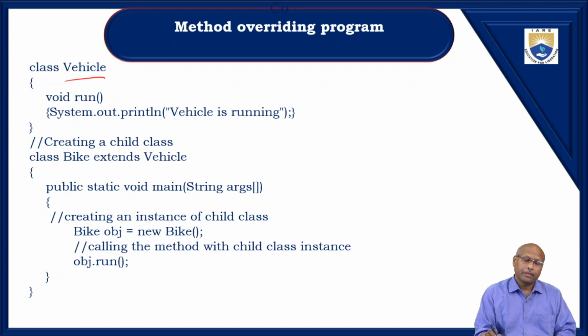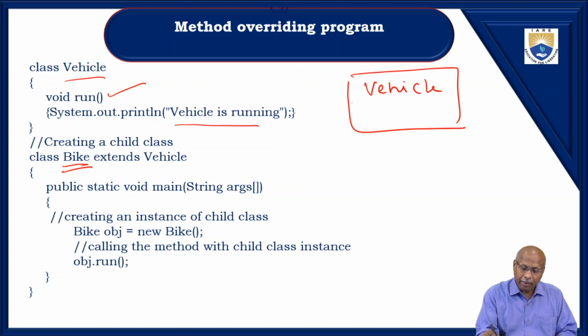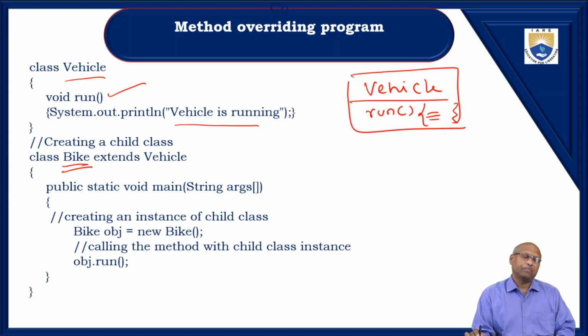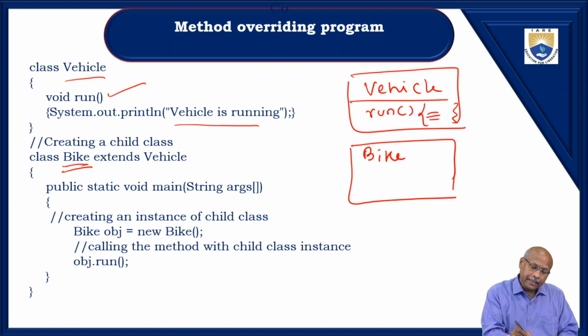Now assume there is a class called vehicle and there is a method called run. In the run method, what I am writing is: vehicle is running. And I wrote one more class called bike. So vehicle is my parent class. In the vehicle class, I am having a method called run. So in the run method, I wrote my logic: vehicle is running. Similarly, there is a class called bike. In the bike class also, because of inheritance, this method will be available. Which method? The run method.